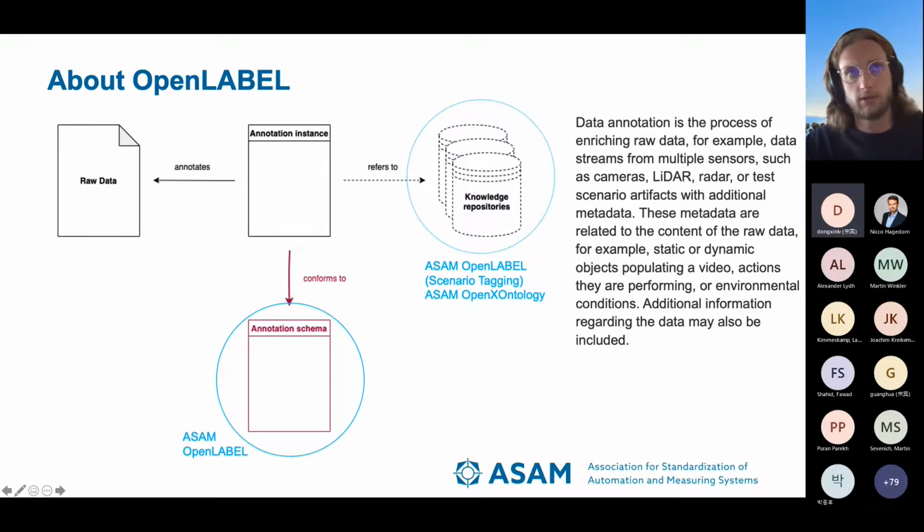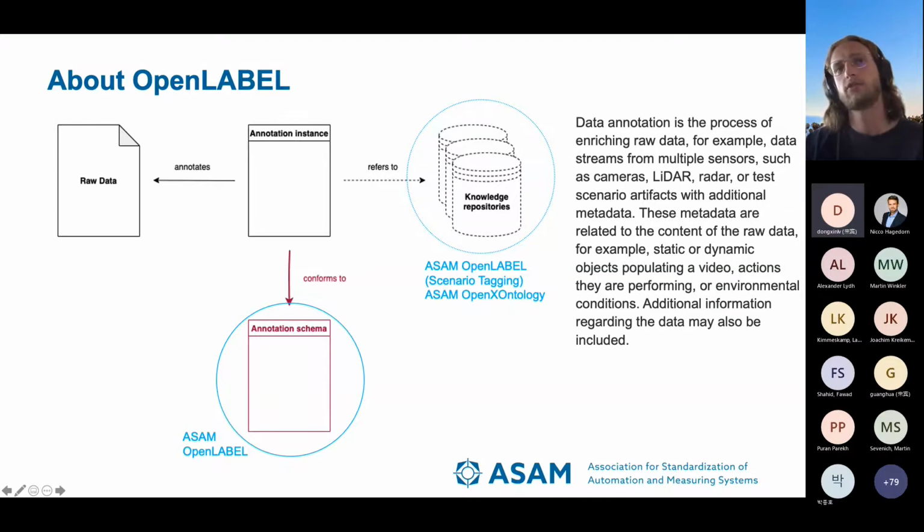And within this annotation instance, we outsource, let's say, the semantics of the entities that we want to label to external knowledge repositories like taxonomies or ontologies, like the ASAM OpenLABEL ontology. The bulk of the standard is the fact that this annotation instance should conform to a shape, like a schema, to be valid. And that's really what OpenLABEL is: an annotation schema that defines the structure of the data model to annotate some raw data.